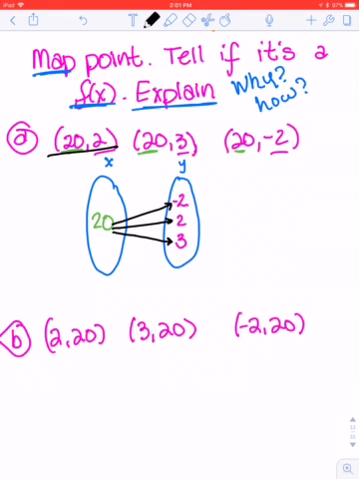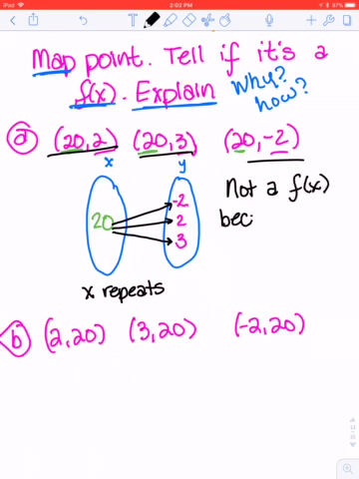So we're taking each of these whole points and we're mapping them. So on this one, we definitely know that X repeats. So if I say X is 20, I don't know which one of these it's going to match with. So that creates a problem. We're talking about functions. So it's not a function.